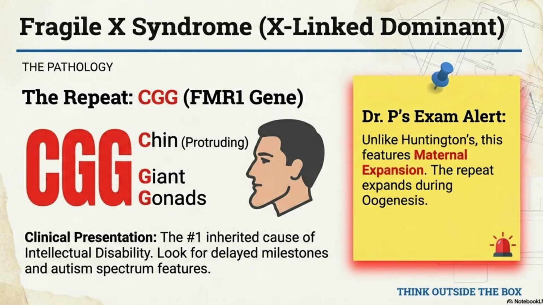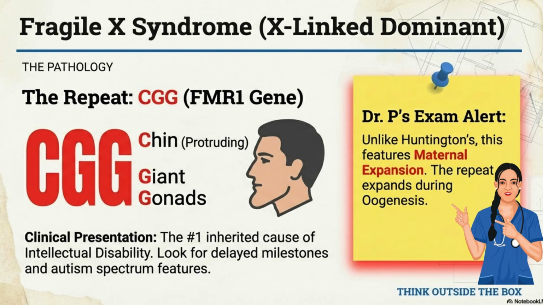Next one is Fragile X syndrome. It is X-linked dominant. The defect is CGG repeats in the FMR1 gene. Mnemonic is CGG: chin is protruding, giant gonads, or macroorchidism. Let's integrate this with pediatrics. This is the number 1 inherited cause of intellectual disability. The expansion happens during oogenesis, or maternal expansion.